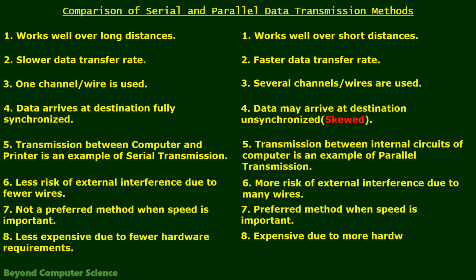Less expensive due to fewer hardware requirements. Obviously you will use fewer wires. The ports are very simple, they don't use much metal, and metals are expensive, so serial is not expensive because it is using fewer wires and metals in every form, whereas parallel transmission requires more hardware, more metals, so that is why it is more expensive.